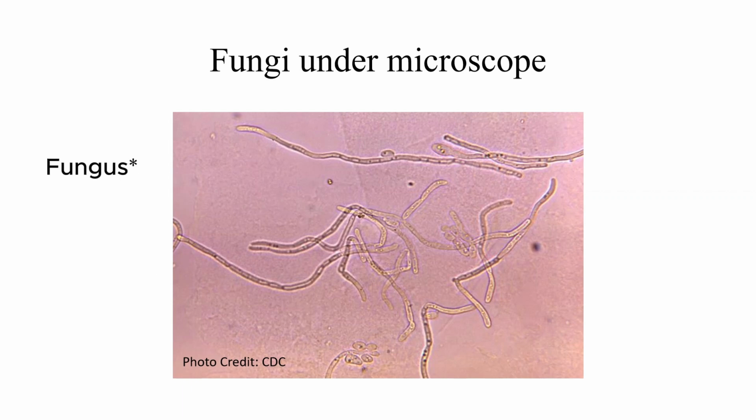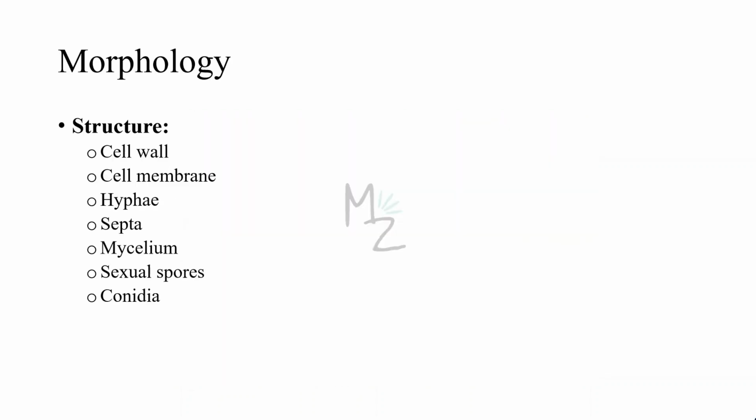This is how a fungus looks under the microscope. This is its long filament. There we go. Structure. Fungi have the following structures: cell wall, cell membrane, hyphae, septa, mycelium, sexual spores, and asexual spores, which are termed conidia.